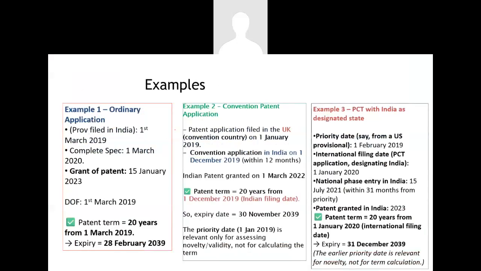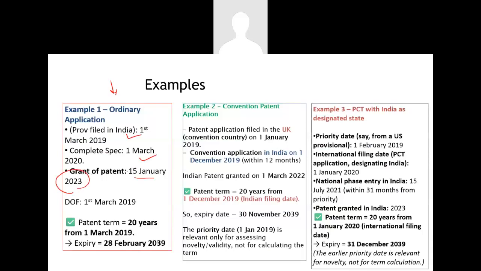Let's say there are three examples. One, let us take it for the ordinary application, which is filed in our country, India. Let's say provisional application filed on 1st March 2019. Complete spec was filed on 1st March 2020 and the patent was granted on 15 January 2023. Now, what would be the expiry of this granted patent?